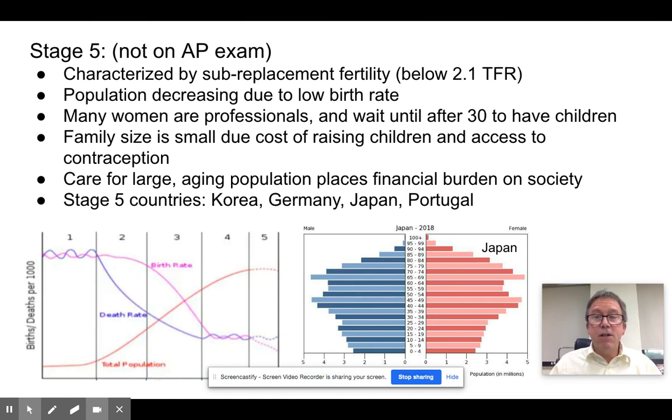And so those are the five stages. It should make sense. And that's it.